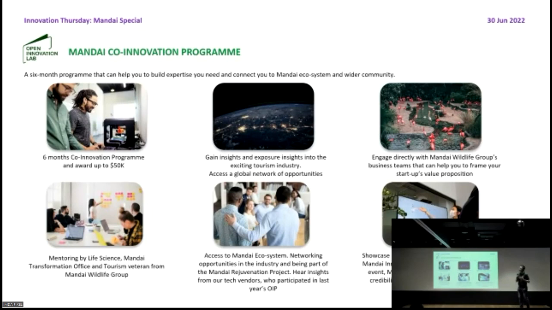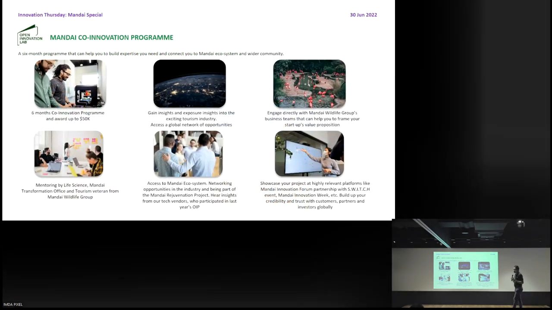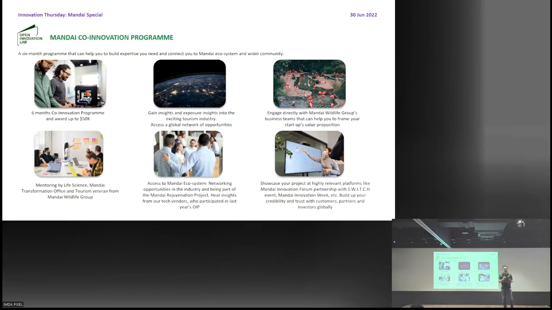So there's a potential that, by working with us, you will be able to expand into this network itself. You'll be able to engage directly with our Mandai Wildlife Group business teams that can help you to frame your start-up's value proposition. Internally, we are also doing quite a lot of new product development. We are also learning. We are also doing certain venture building work. And our team in the emerging products and the mentors will be able to help you with ideating your new business model, if there's a new business model to come out from it. So we're putting in mentorship, to work with you to identify the key value proposition.